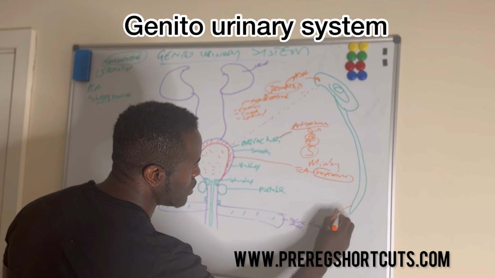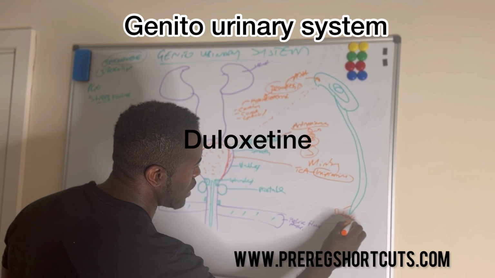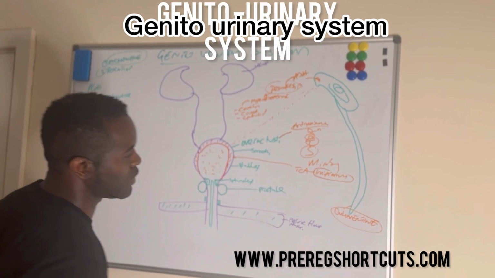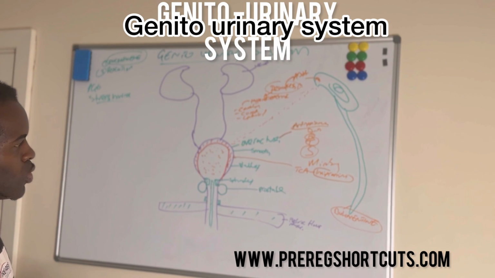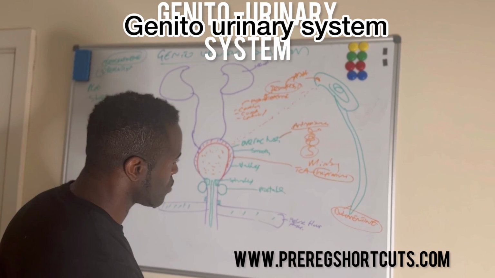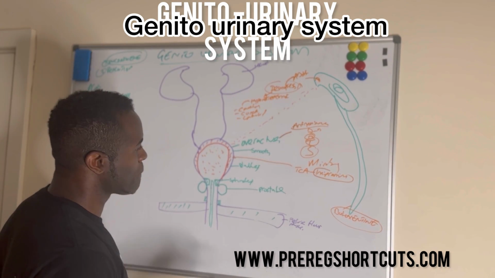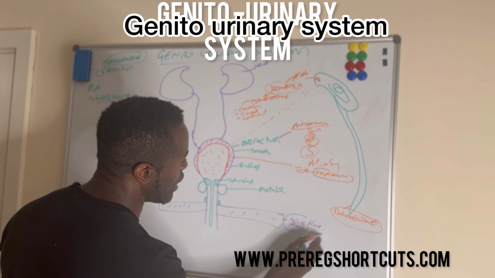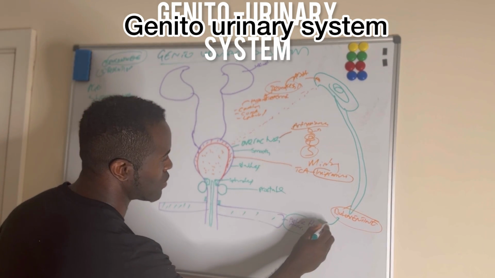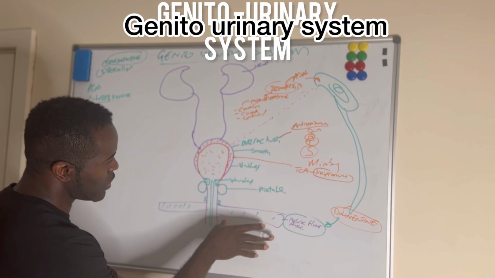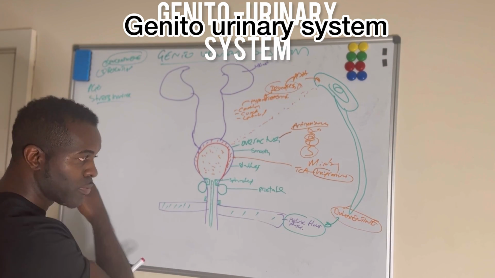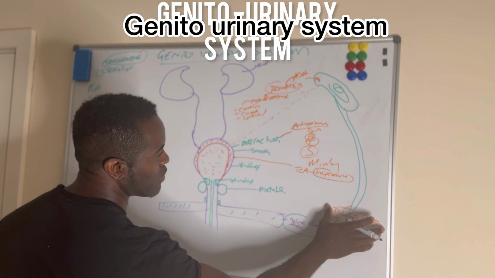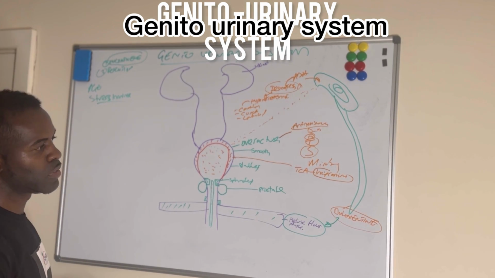An example is duloxetine. It's very important I mention this medication. With duloxetine, it's normally given to women after they've tried some pelvic floor exercises. So I'm going to put this here. After doing this, if that doesn't help to stop that incontinence, then you could give some duloxetine.